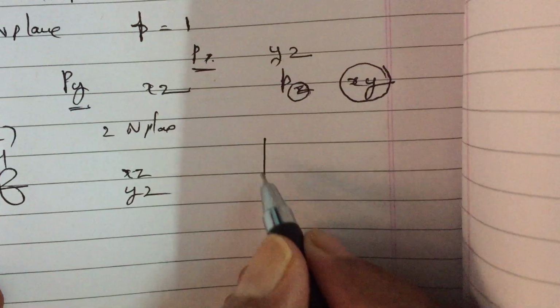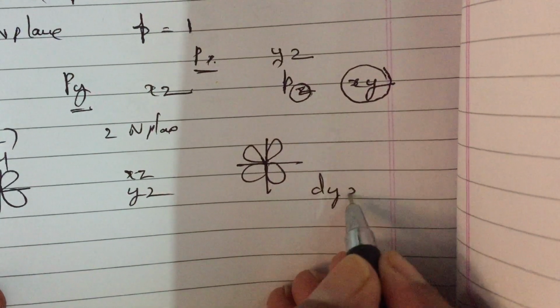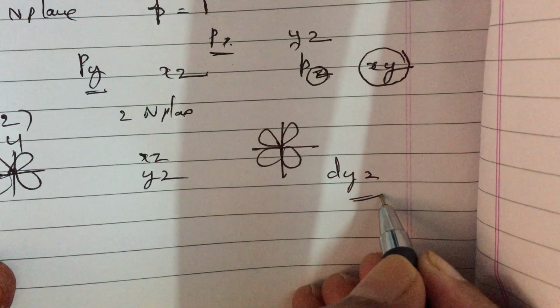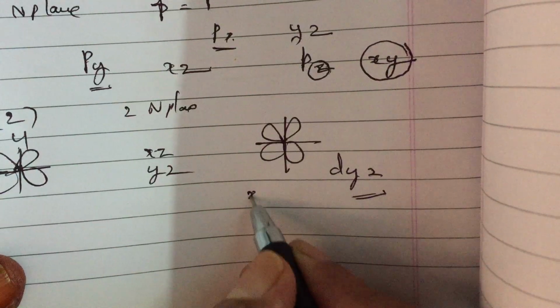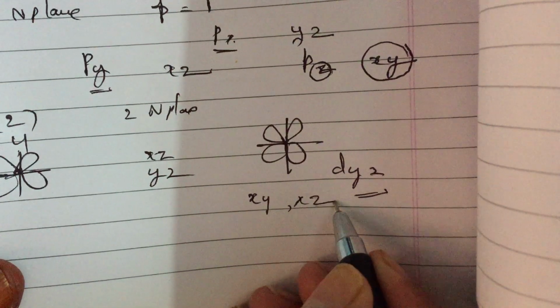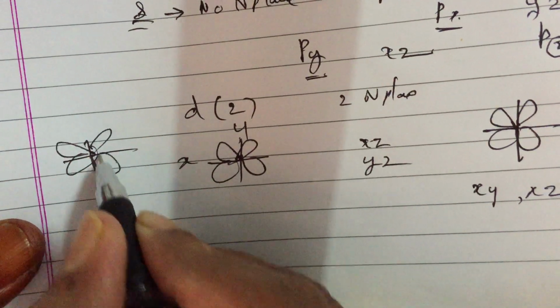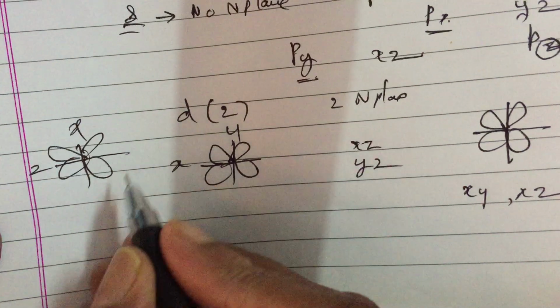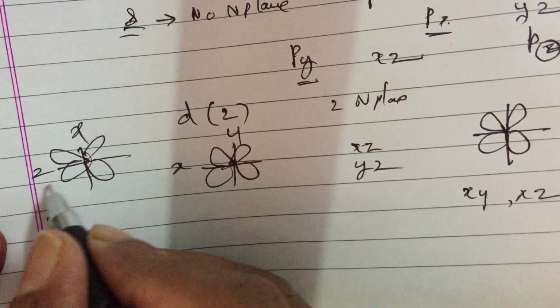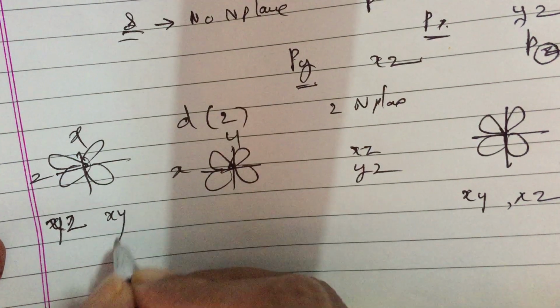What are the nodal planes of the dyz orbital? In the dyz orbital, you left out the letter x in xyz. So, you can say nodal planes are xy and xz. For example, what are the nodal planes of dzx? Its nodal planes are yz and xy.